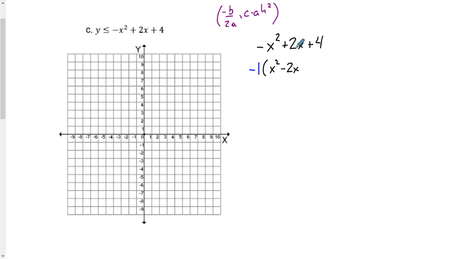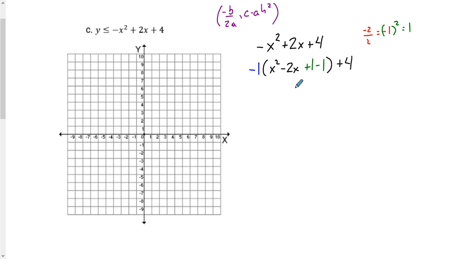Factor from here, factor from here. That 4 on the outside. Find half of that negative 2, which is negative 1. And we square it. We're going to add and subtract that number inside that grouping right here.